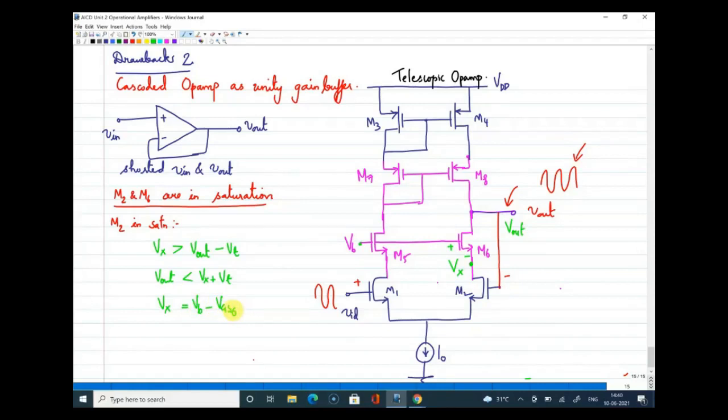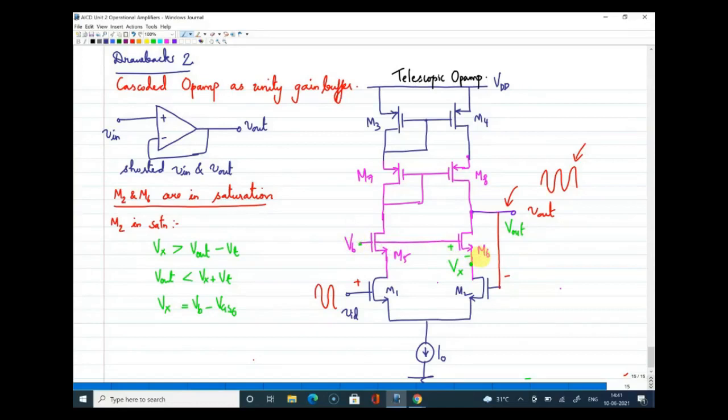All right. If you have any problem with the colors I'm using, if it is not clear to you guys, please do let me know. I'll just change the color. So Vx is equal to Vb minus VGS6. How will I know Vx is that value? Vx is directly from Vb and one VGS lesser than Vb. So Vx should be equal to that.